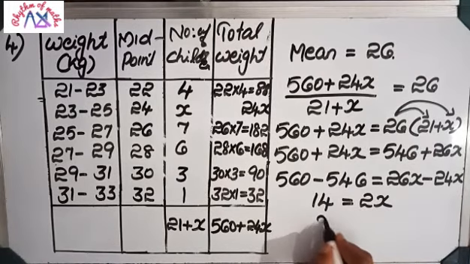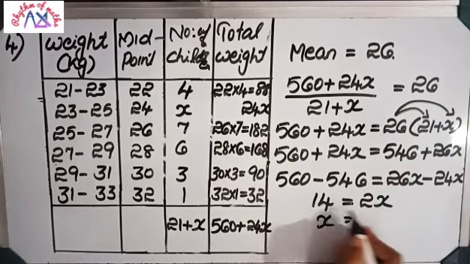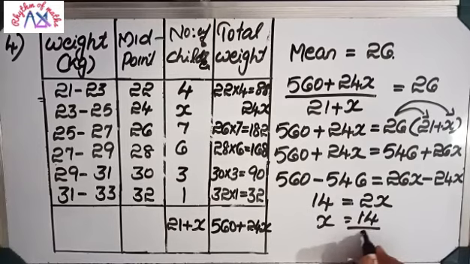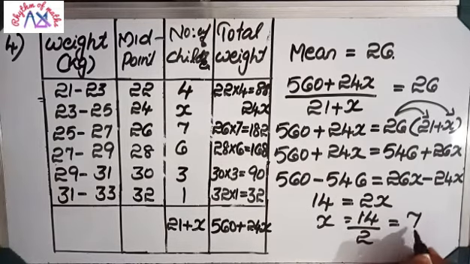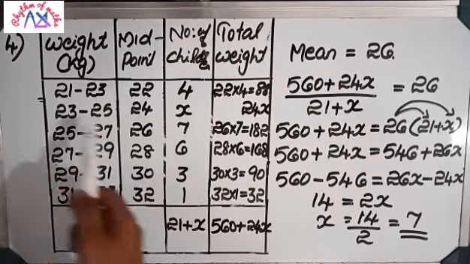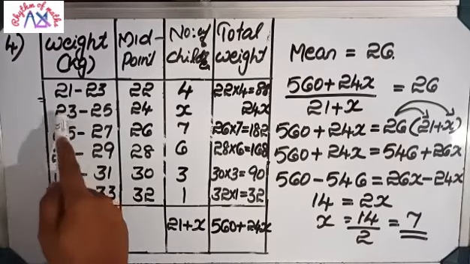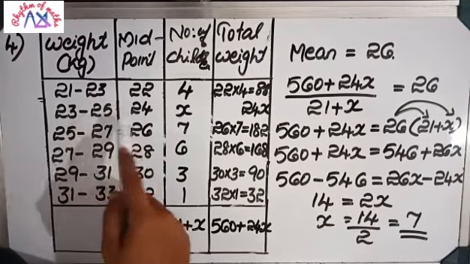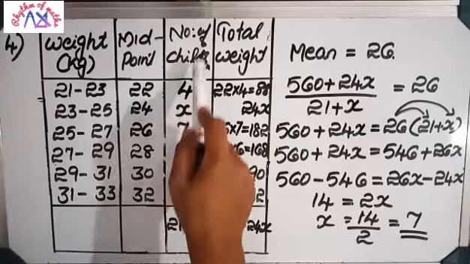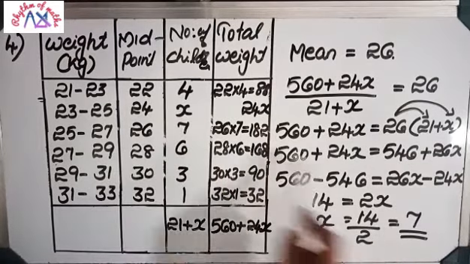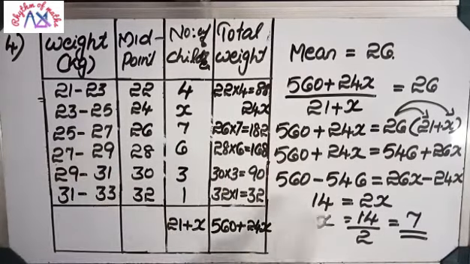Now to find x, keep x there and take this 2 to this side, that is 14 by 2. What is 14 by 2? 7. That means the number of students who have weight between 23 and 25 kg is 7. Okay, number of children is 7. So instead of x, here the answer will be 7. So 7 students is the answer.